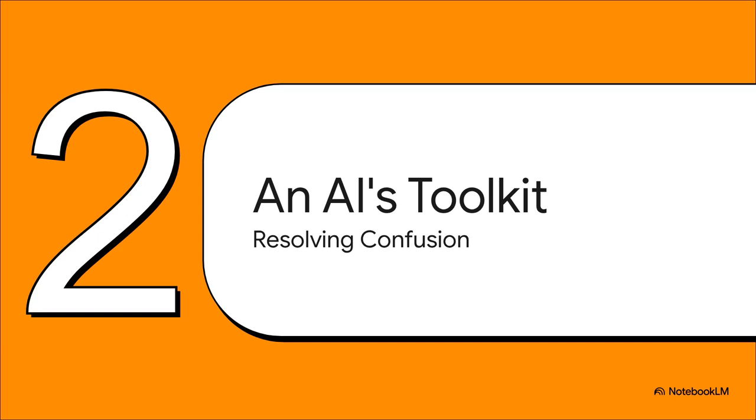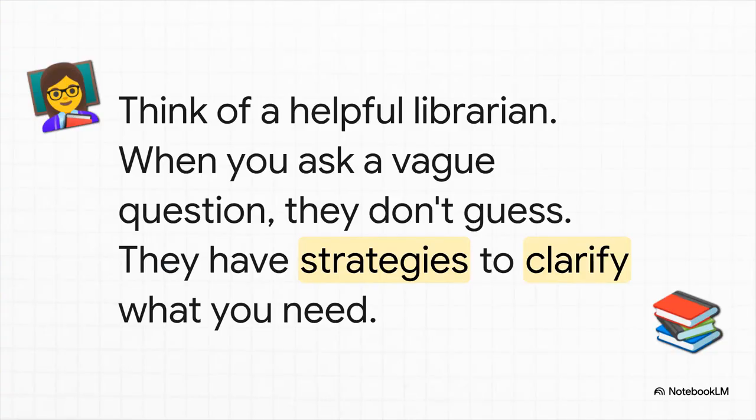So, how does a well-built AI actually navigate this mess? Well, it doesn't just guess. It has a specific set of tools, a toolkit, really, that it can use to resolve all this confusion and figure out what you actually want. A great way to think about this is to picture a really helpful librarian. You know, if you walk up and say, "Hey, I'm looking for a book on bridges," they're not just going to hand you a random book. They'll ask you questions to narrow it down, like, are you interested in the engineering side, the history, or maybe you're looking for famous bridges in art? A smart AI does the exact same thing, just with a digital toolkit.